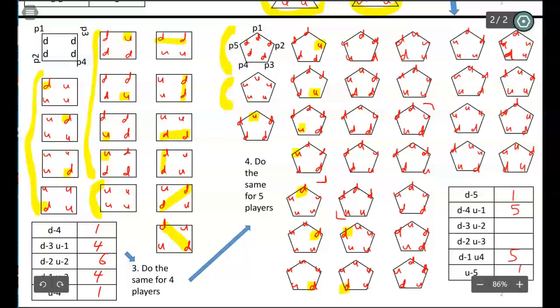Now for the challenge. So to do 2 u's, we could put the u's, let's see, 2 u's here, 2 u's here, and we could rotate it around. Okay, and then we have a scenario where we separate the u's like that, and then we rotate that around. Okay, so there's a total of 10 ways to do that. So with 2 u's, there's 10 ways to do it.